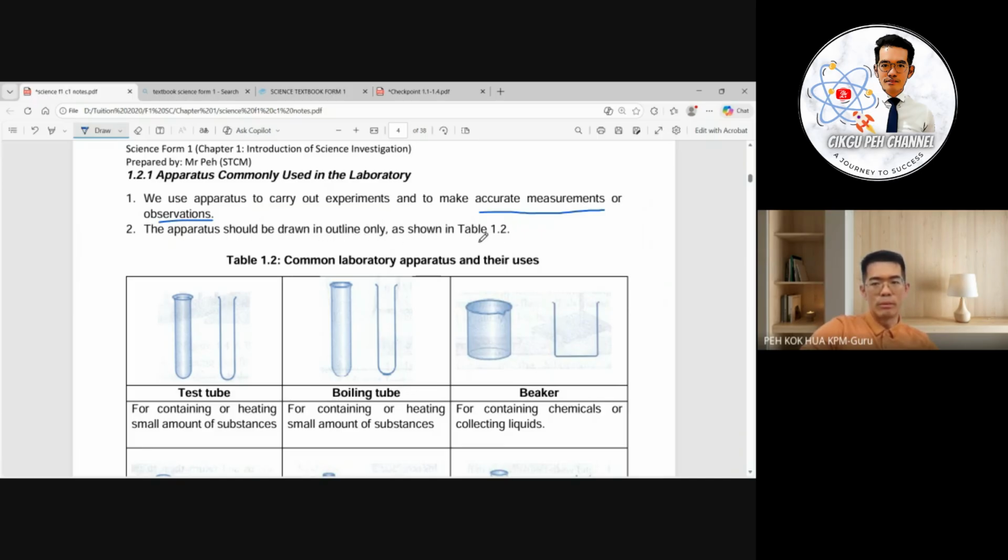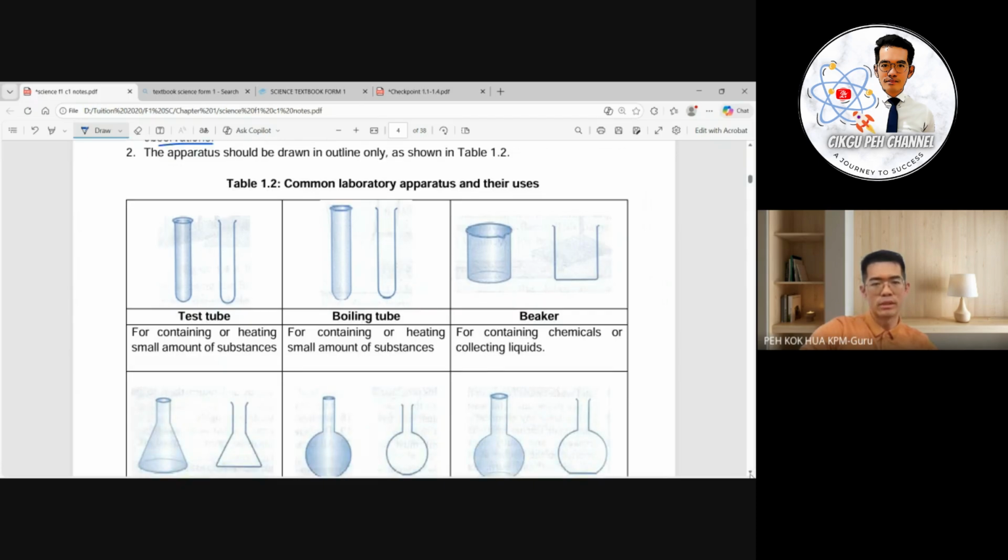Okay, so number 2, the apparatus should be drawn in outline only, as shown in table 1.2. So you can see here we have 2 pictures for each apparatus. For example, test tube, we have a 3D image and we have a 2D outline. During the exam you have to draw the outline using a ruler, so a straight line is drawn with a ruler. Understand? I think your first test will be about this.